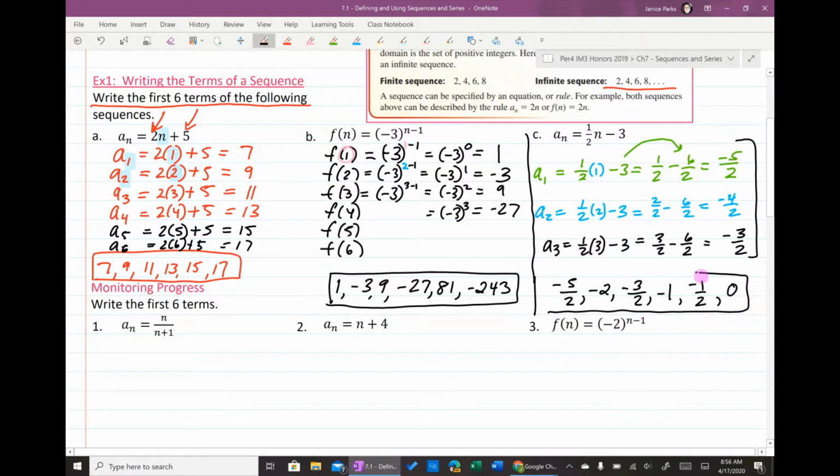So what is happening in this pattern is that they're adding a half every single time. Notice here that they were adding 2 in the first one every time, and here they're adding a half. So when it's in linear form, what would normally be considered your slope is actually the number that's being added every single time as you go. Go ahead and try the next ones and see what you get. Pause the video and I will go over them.